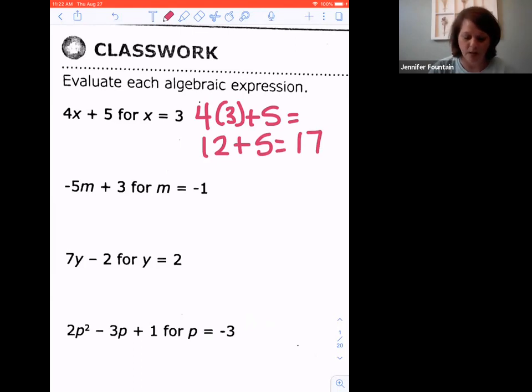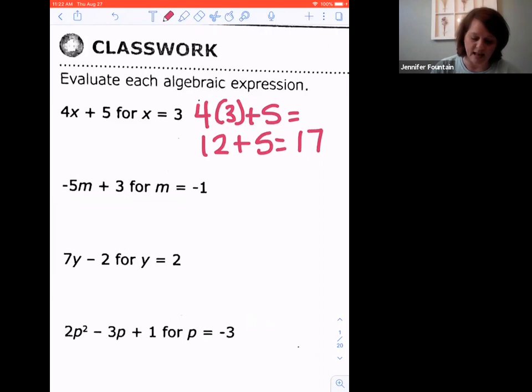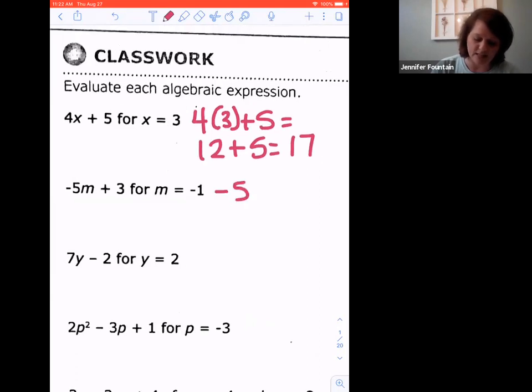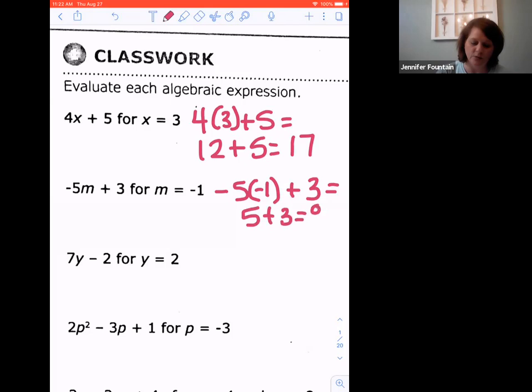Now let's look at the next one. I have -5 times m. m is -1, and I've put that in parentheses, plus 3. Order of operations, I need to multiply, then add. So -5 times -1. I'm thinking back to my rules about negatives. A negative times a negative is a positive, and 5 times 1 is 5, plus 3 equals 8.